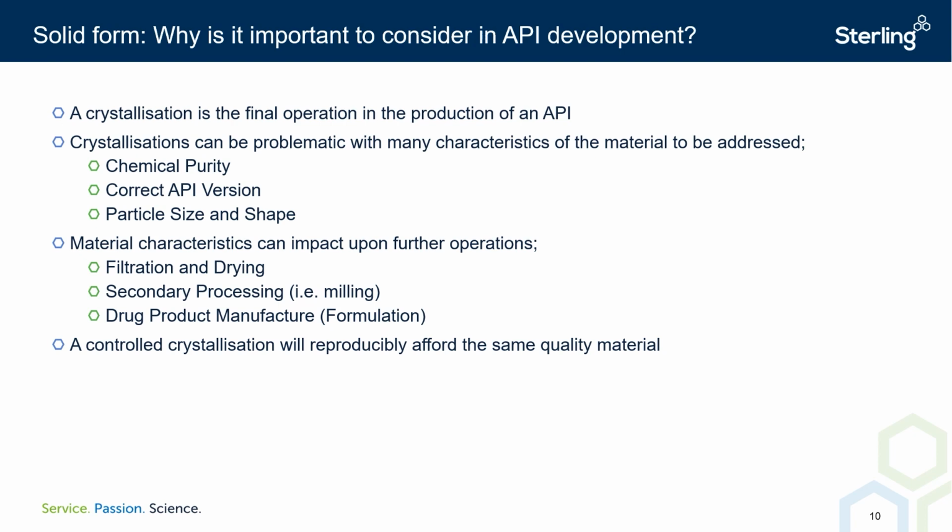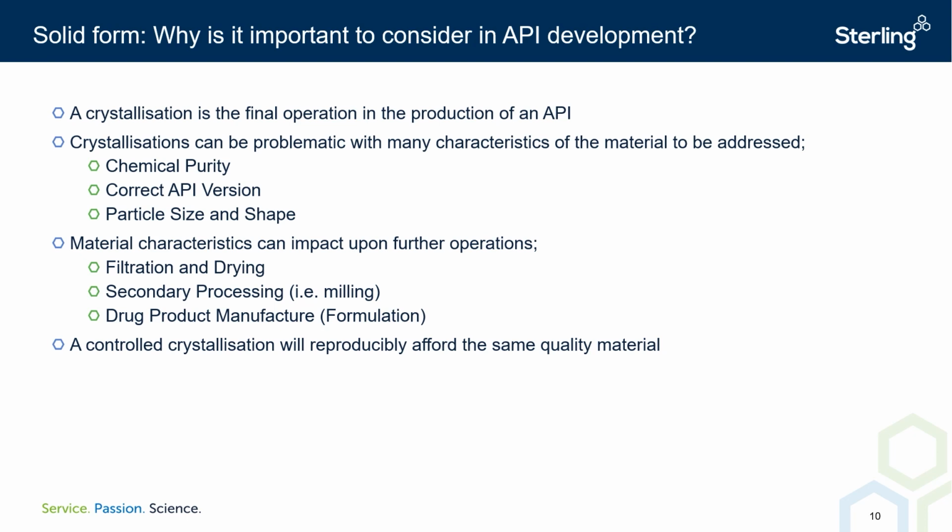Crystallizations can be problematic since there are many competing characteristics of the material that need to be addressed during this operation. These include target chemical purity, which is typically very pure, crystallization yield, isolated API form or version, and solid morphology, that is particle habit and particle size. These characteristics can impact further unit operations, from the rate of filtration and drying of the isolated solid, to secondary processing such as particle size reduction and drug product manufacture.